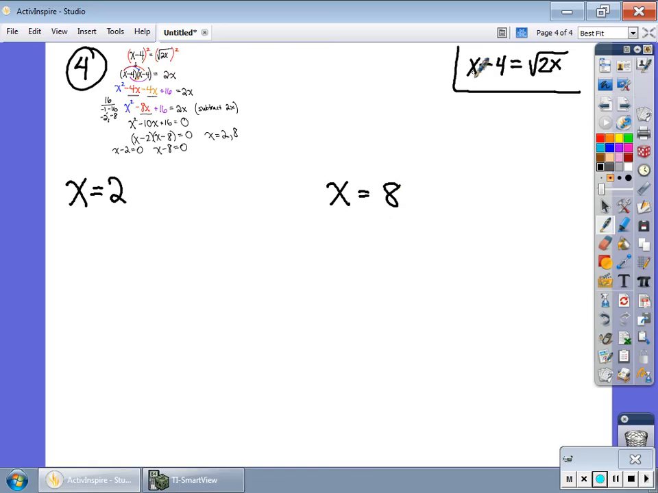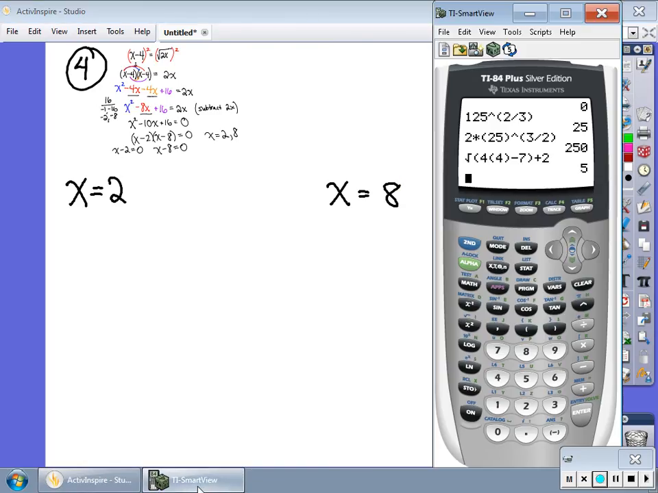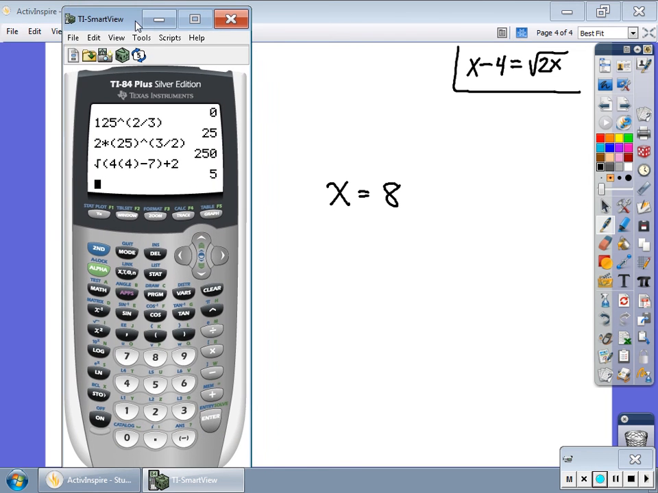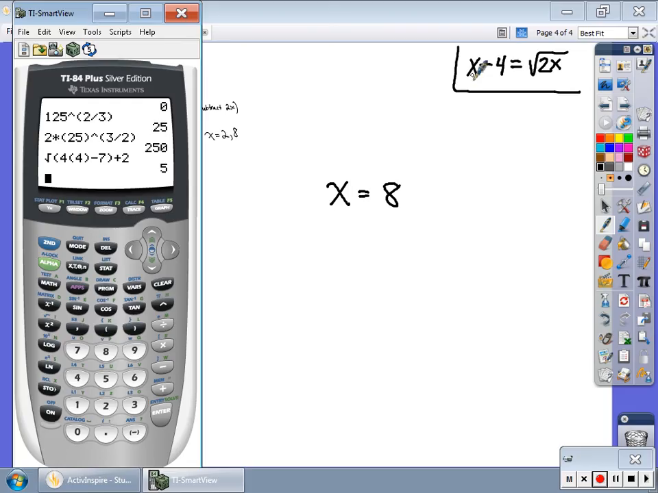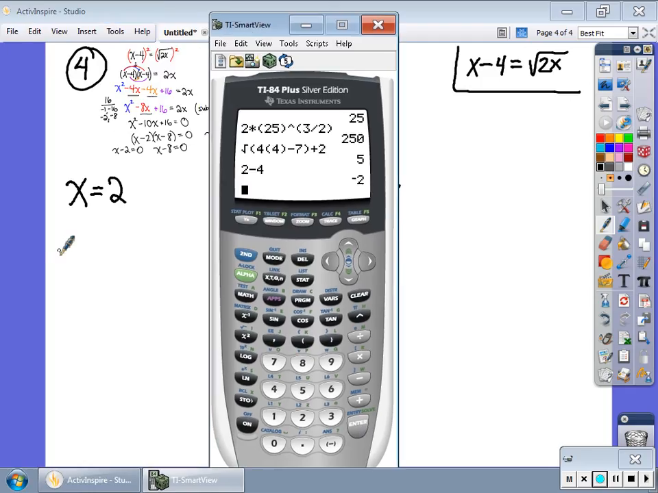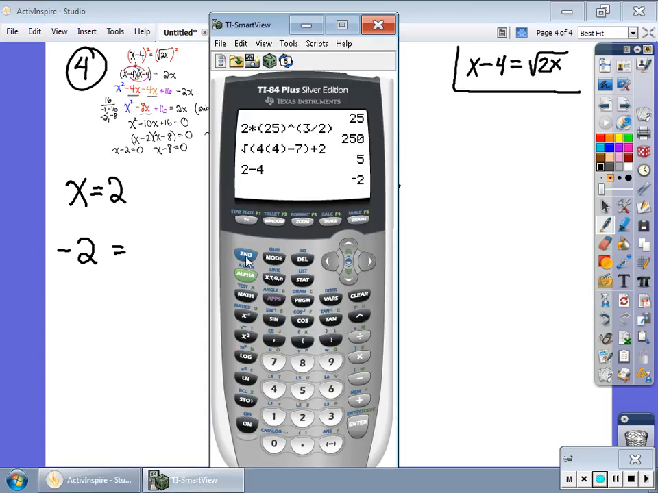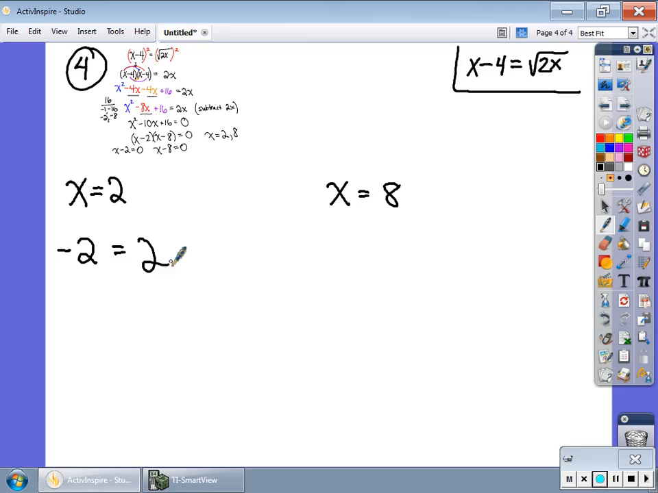And so when I substitute those in, we're going to substitute 2 into our x. So we get 2 minus 4, so that's negative 2, equals the square root of 2 times 2. And that equals positive 2. So notice that negative 2 does not equal positive 2. And so this is not an answer. This is what we call an extraneous solution.